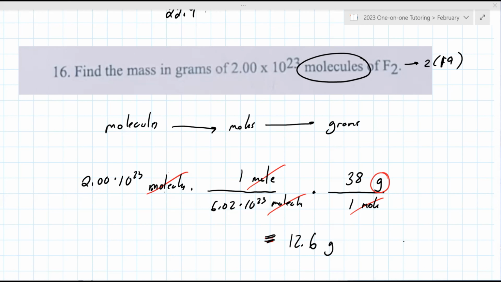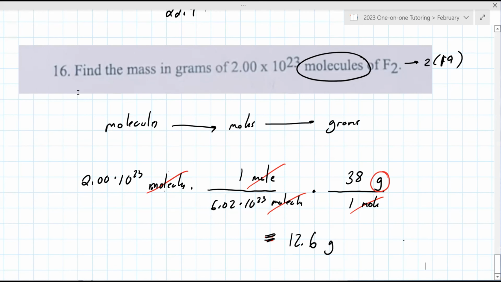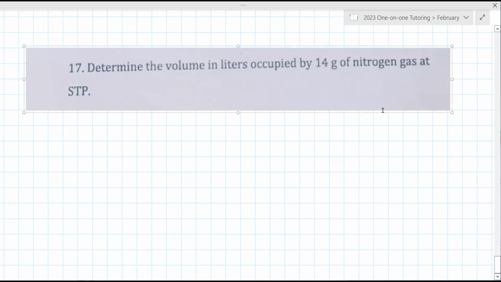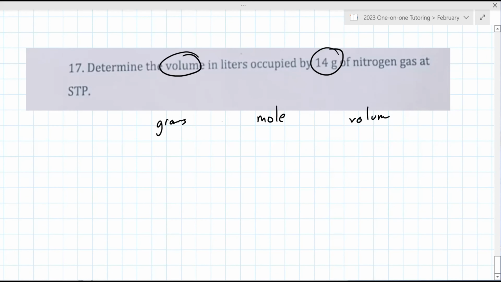So let's look at 17. Again, it's probably good to draw a little chart progression. It's like going to Google Maps and saying, how do I get somewhere? That's what we're doing here. You've got to know what you're starting with. You're starting with grams, and your goal is to get to volume. And you always go through moles in between. So grams to moles, moles to volume.